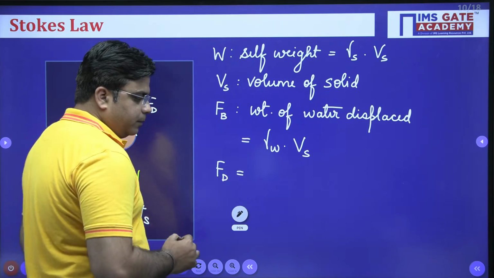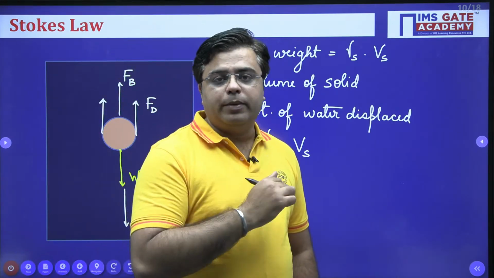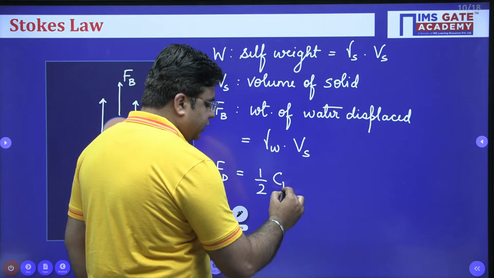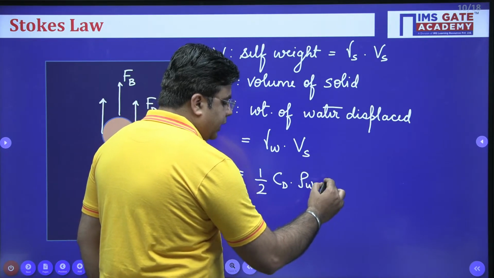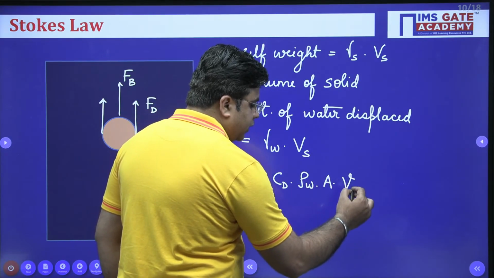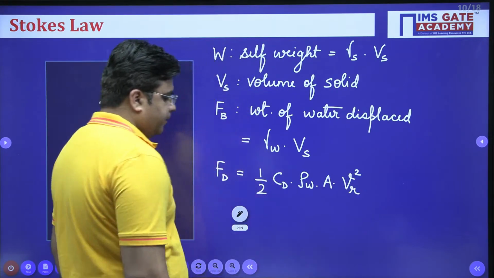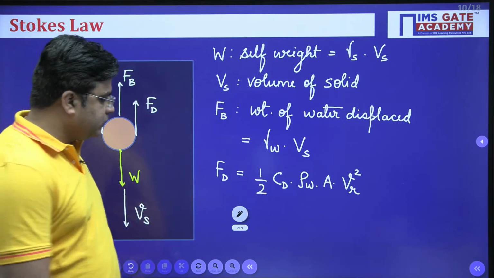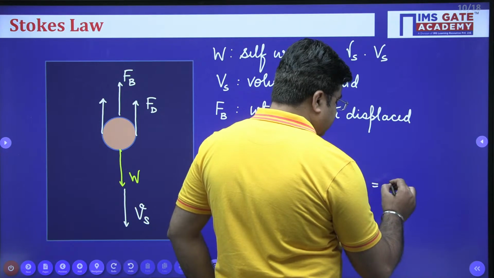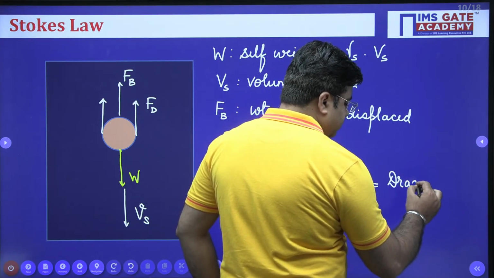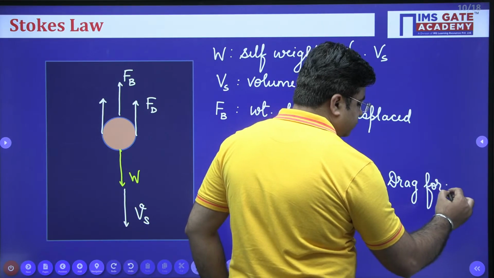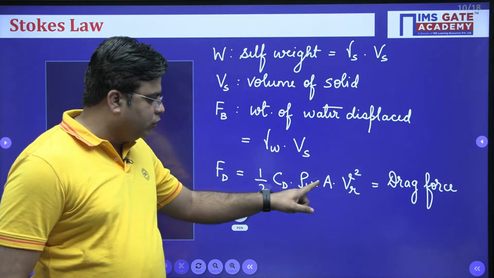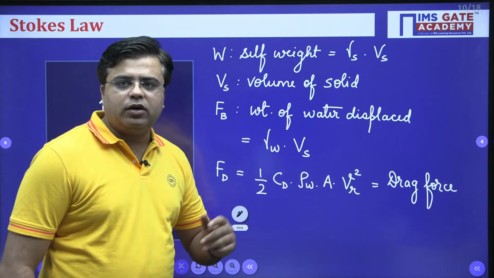Okay. Now third one, drag force, Fd. This is through the concept taught in fluid mechanics. Fd is equal to half Cd, coefficient of drag, rho w, A into Vr square. Cd is known as coefficient of drag. So Fd is drag force: half Cd rho w A into Vr square. Let us see all these terms.